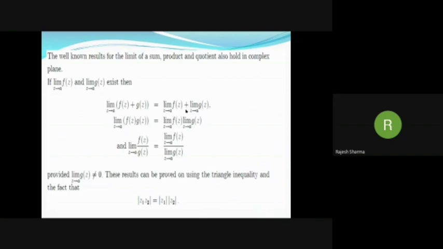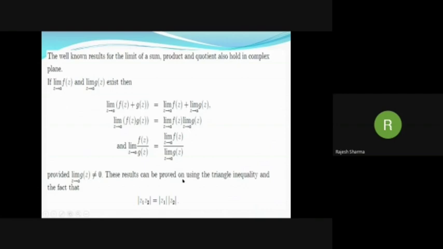The well-known results for the limit of a sum, product and quotient also hold in complex. That is, if limit z approaches a f(z) and limit z approaches a g(z) exist, then limit of f plus g is equal to limit f plus limit g, where z approaches a. Limit z approaches a f(z)g(z) is limit z approaches a f(z) times limit z approaches a g(z). And limit z approaches a f(z) over g(z) is equal to limit z approaches a f(z) over limit z approaches a g(z), provided that in the last case limit z approaches a g(z) is not equal to 0.